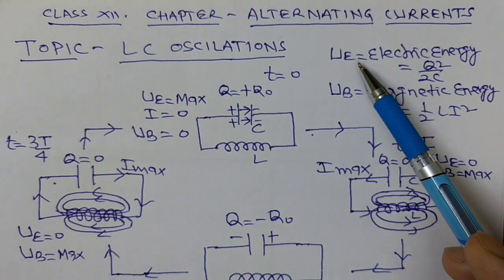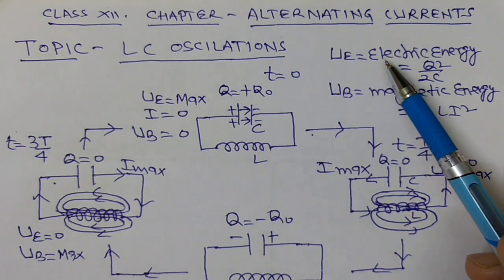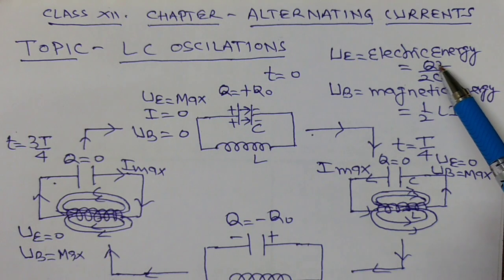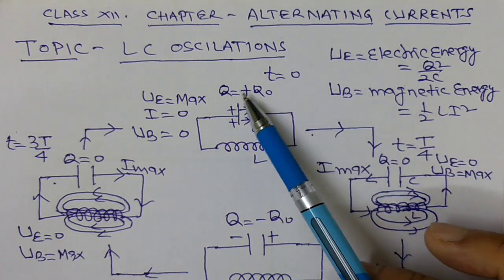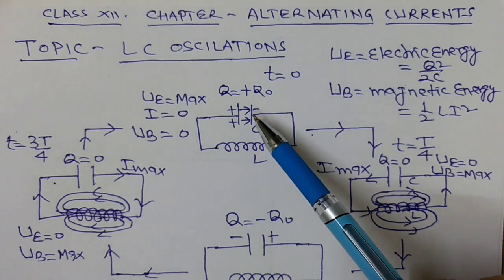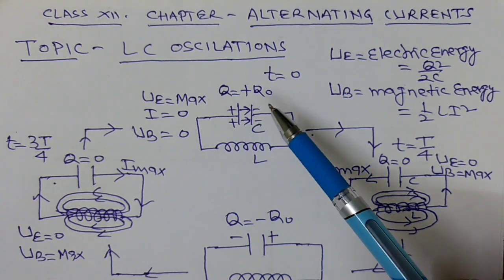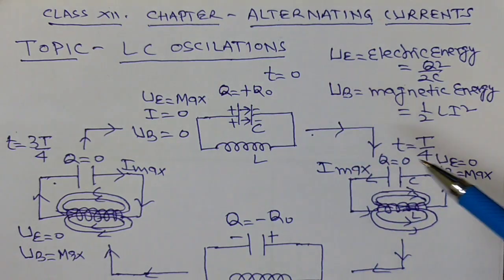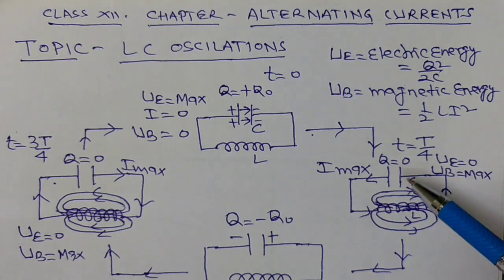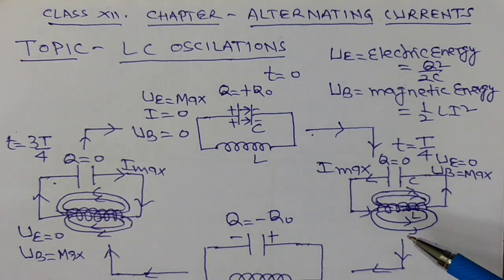Because you know the energy stored by the capacitor, this electrical energy U is equal to Q square upon 2C. So this is the situation at time t is equal to 0. But slowly this capacitor starts discharging, and at t is equal to T by 4, the capacitor gets completely discharged. That is, charge on the capacitor Q is equal to 0.